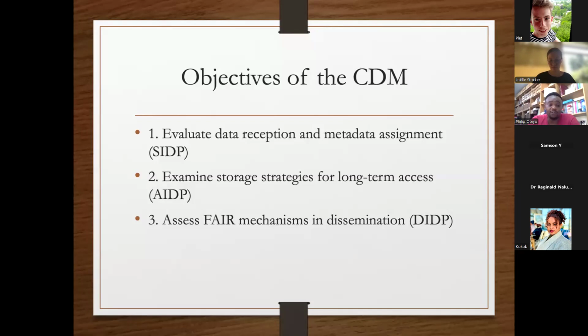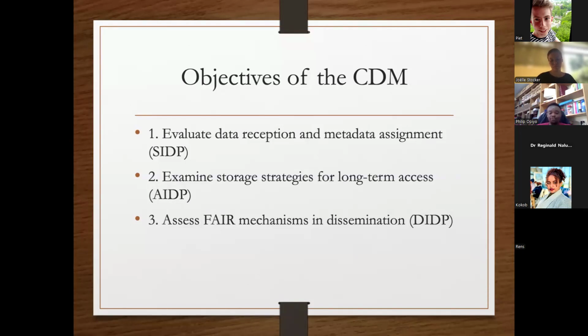Now, we also have storage and strategies for long-term access. This is where we call preservation planning. And this investigates how archival information and data packages are maintained in ensuring that they are authentic, they meet integrity, and ensures longevity of academic and administration records. We also have verification mechanism. This is where it assesses the FAIR mechanism in dissemination. And this analyzes how dissemination information packages are used to facilitate information retrieval.